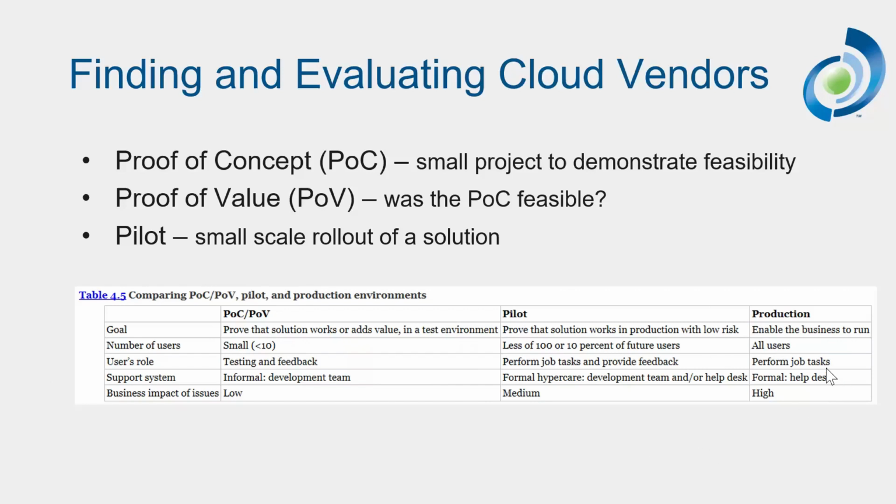The role of the user is to perform their job task. The support system is very formal. This is where you have a help desk. People can call in and open up a ticket if there's anything that doesn't work. And then the business impact of the issues, extremely high. This would be a production outage if something were not to work.